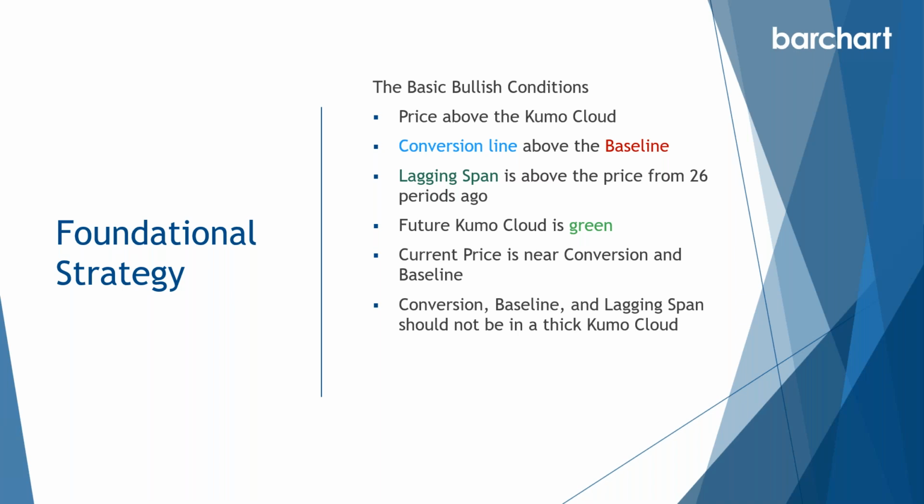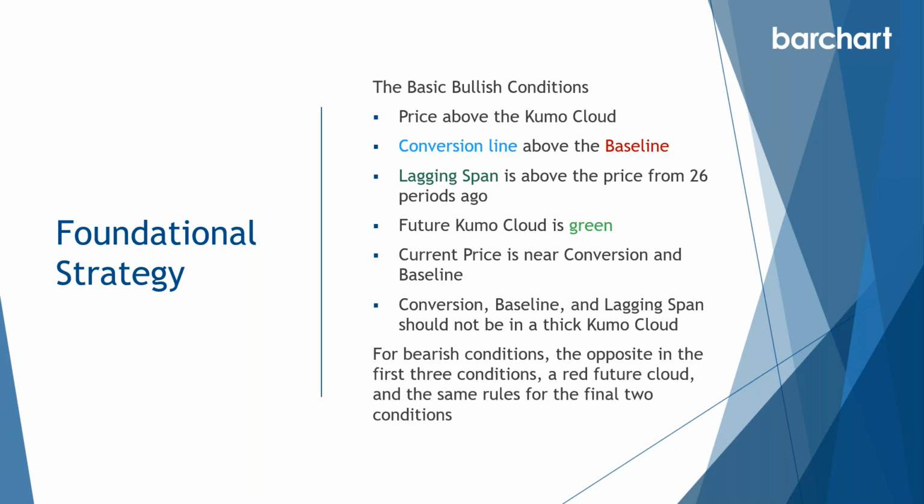And then we don't want our moving average or our momentum indicators to be in a thick cloud, right? We don't want it to be in a cloud. Now, an alternative version that's okay, or variation, would be if it's passing through a thin cloud. That would be okay. That would be a variation of bullish conditions. Now, for bearish conditions, everything would be the opposite in the first three, but the cloud would have to be red, the future cloud would be red, and the same two rules of the final two conditions.